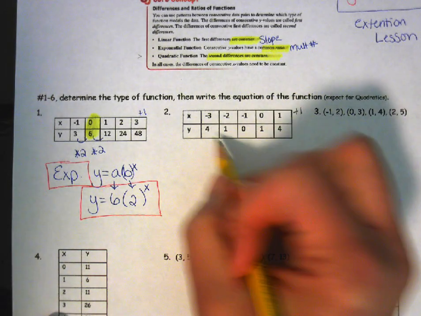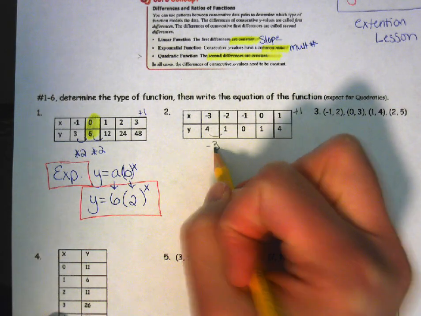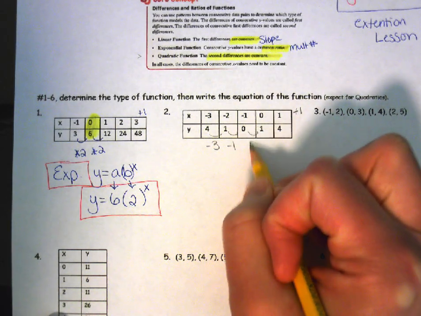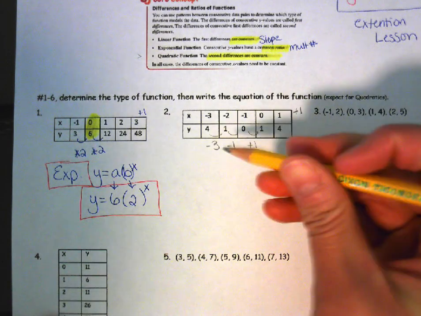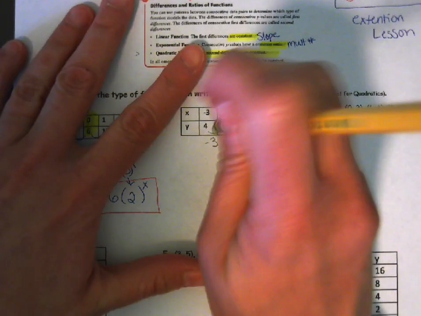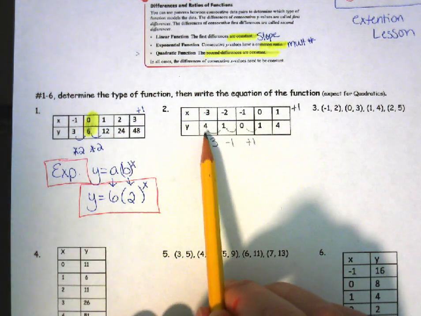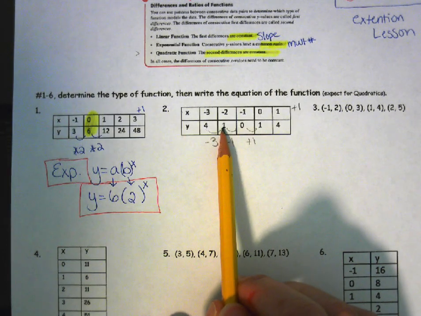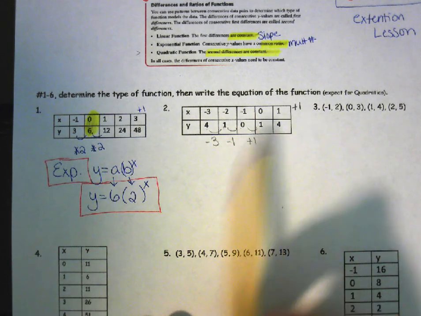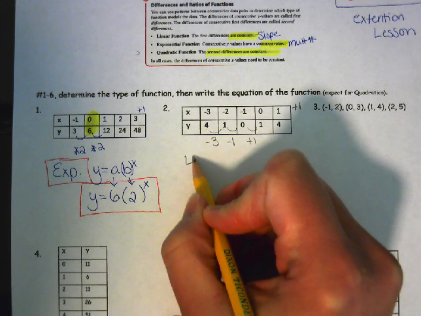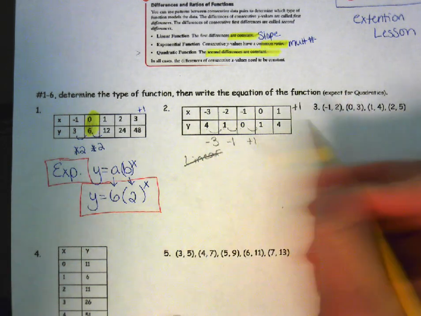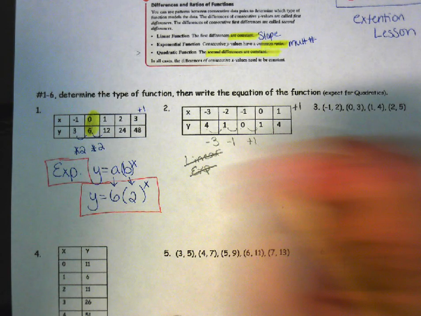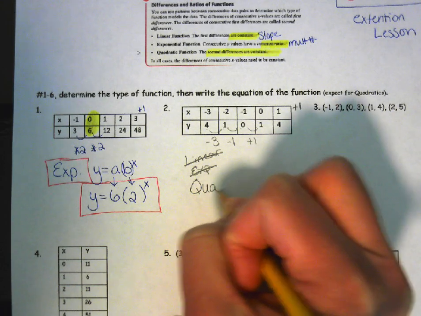Notice on this one, it's going down by 3, down by 1, and then notice it goes up 1. So this is clearly not linear. And now let's look and see, is it exponential? Is there anything that I can multiply by? And you're like, no. So we've ruled out linear. We've ruled out exponential, so then our only option left is quadratic.